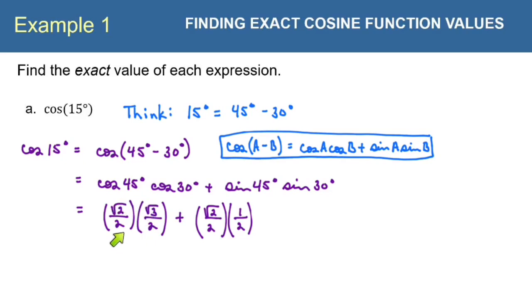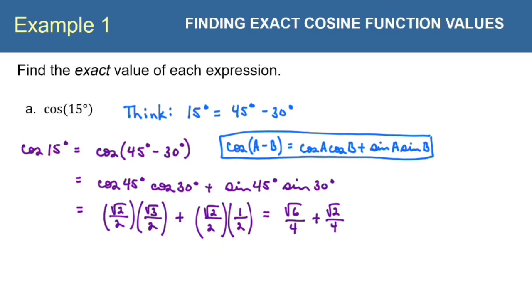So the first thing is that we need to multiply these two fractions together, and to do that we'll have to multiply these two radicals together. Now remember, when you multiply radicals, you just multiply what's under the radicals together. So square root of 2 times square root of 3 would be square root of 6, and in the denominator 2 times 2 is 4. Then for the second term, we have square root of 2 times 1, that would just be square root of 2, and in the bottom 2 times 2 again is 4.